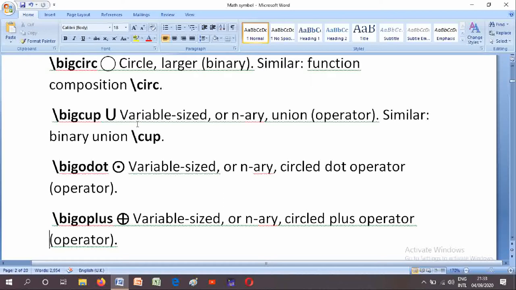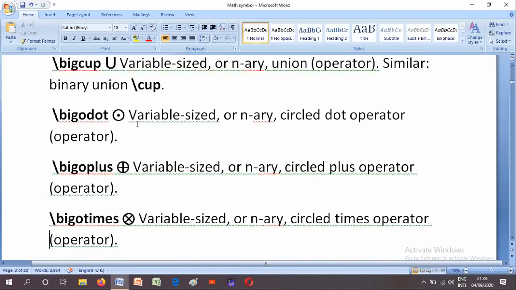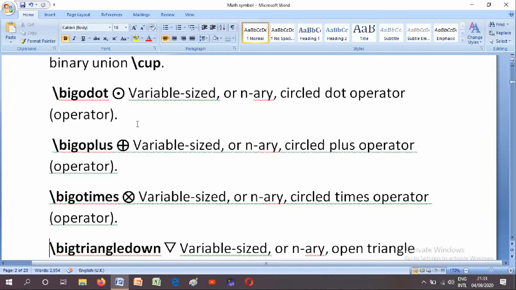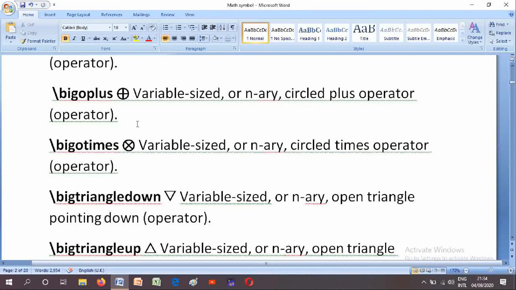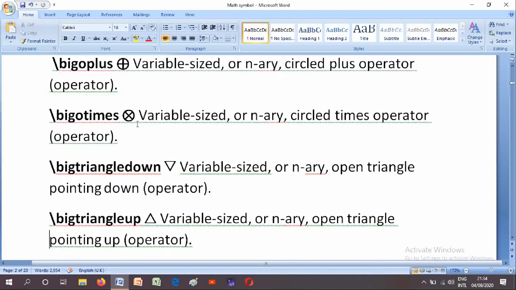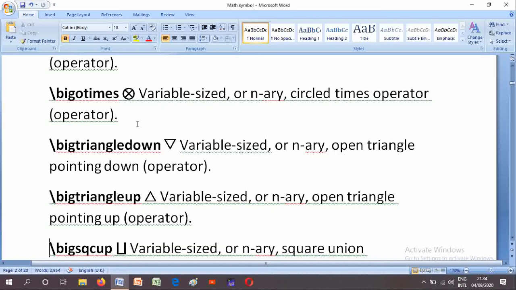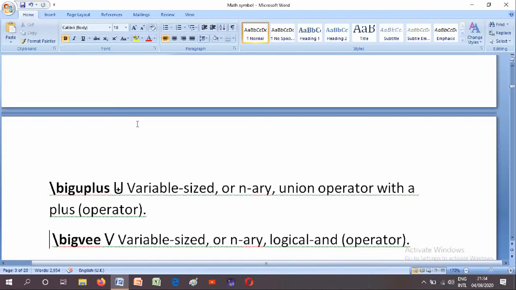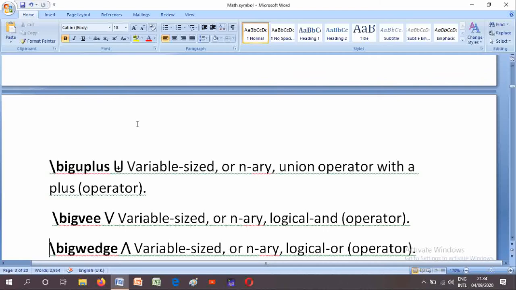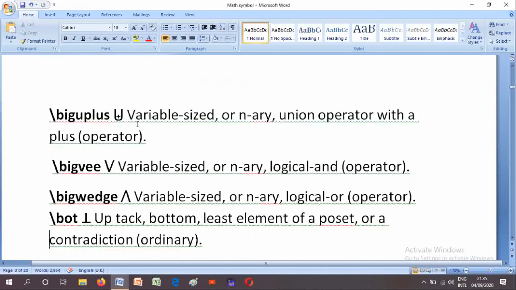Backslash bigoplus, variable-sized n-ary circle plus operator. Bigotimes, variable-sized n-ary circle times operator. Bigtriangledown, variable-sized n-ary open triangle pointing down operator. Bigtriangleup, variable-sized n-ary open triangle pointing up operator. Bigsqcup, variable-sized n-ary square union operator. Biguplus, variable-sized n-ary union operator with a plus. Bigvee, variable-sized n-ary logical or operator. Bigwedge, variable-sized n-ary logical and operator.